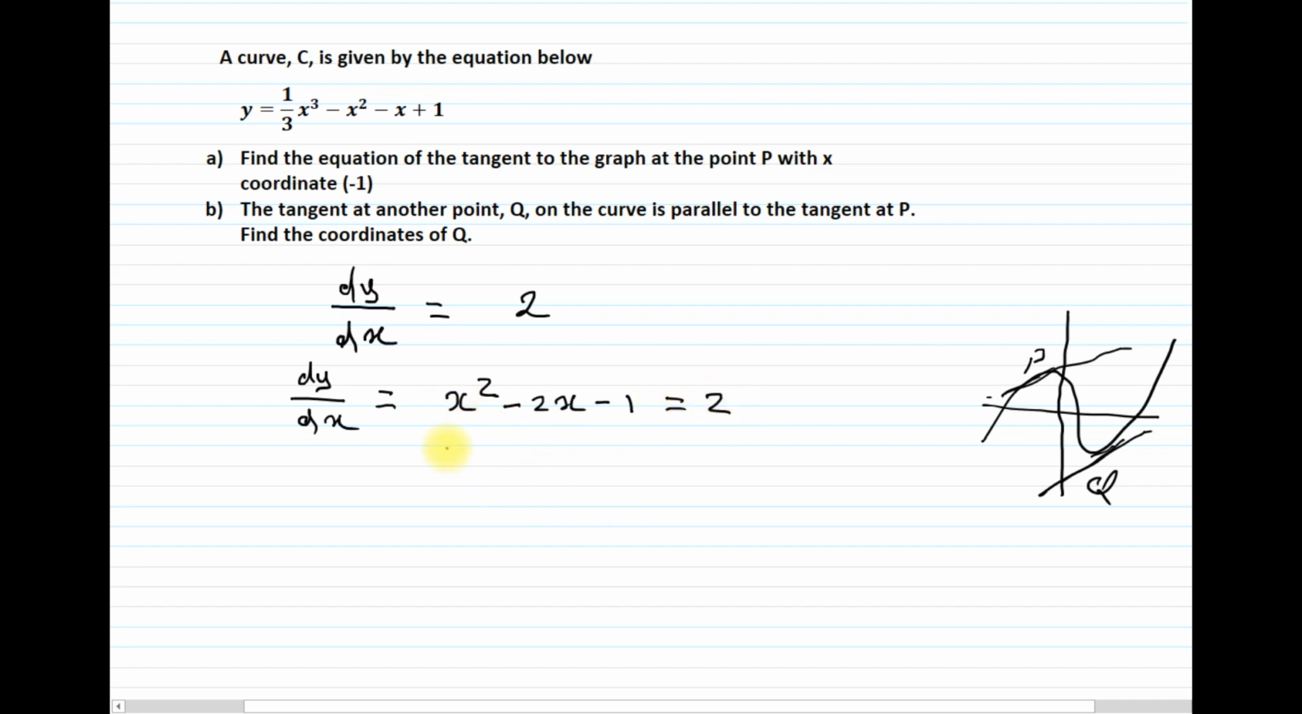And then we need to solve this quadratic equation. So this becomes x squared minus 2x minus 3 is equal to 0. This factorizes to (x plus 1)(x minus 3). X plus 1 we already would know, because x equals minus 1 was the coordinate of P, so that's where the tangent was equal to 2. So our second point, the coordinate of Q, x of Q would be equal to 3.